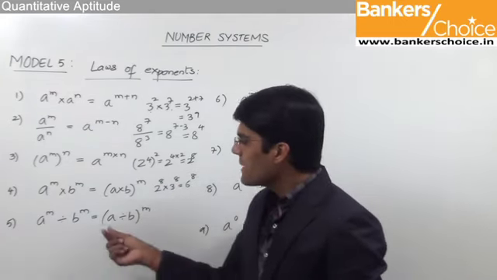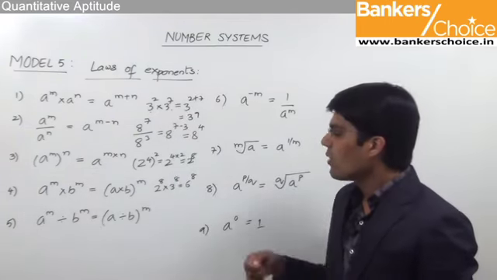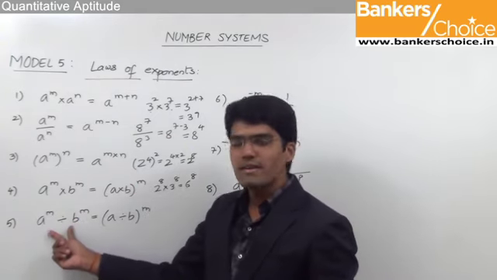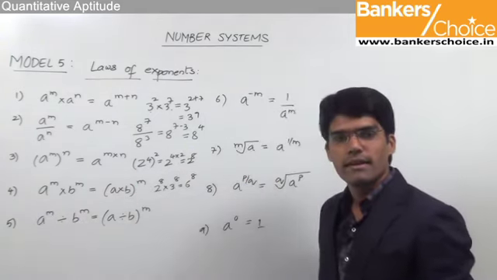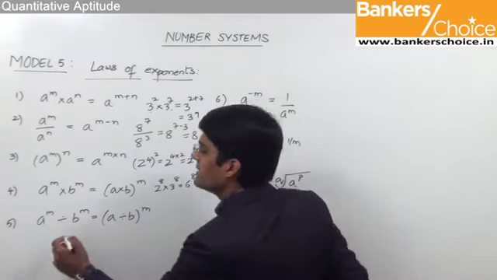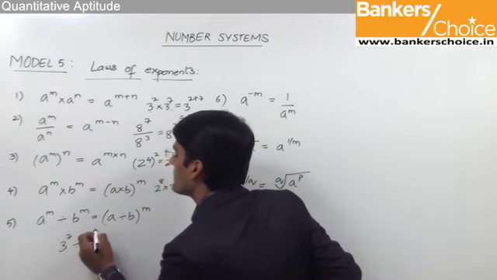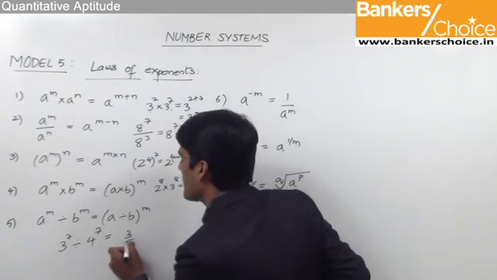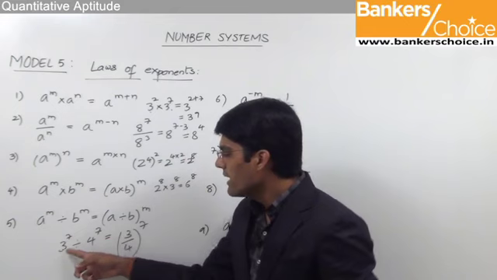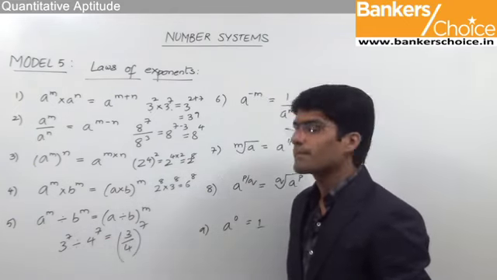The next point is a^m divided by b^m will be equal to (a/b)^m. So like rule number 4, whenever the powers are equal and the bases are in division form, they can be divided and taken whole to the power of the given value. For example, 3^7 divided by 4^7 can be taken as (3/4)^7. Why? Because here the powers are equal and the bases are in division form. So we can take it as (3/4)^7.